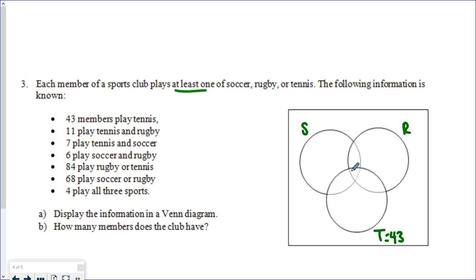So 11 play tennis and rugby, which would be right here. 7 play tennis and soccer, which would be right here. 6 play soccer and rugby, this portion. 84 play rugby or tennis, which would be all of this part. Sorry, I can erase once I circle stuff, so I'm just dragging my cursor. So that would be rugby or tennis. 64 play soccer or rugby, so that would be within those 2 top circles. And 4 play all 3 sports. So I know that I can actually write that one in first. 4 individuals play all 3 sports.